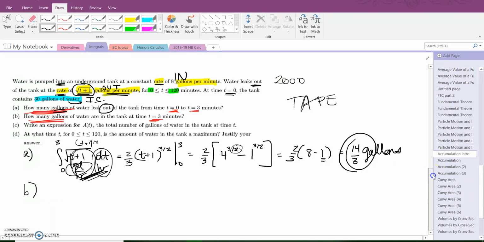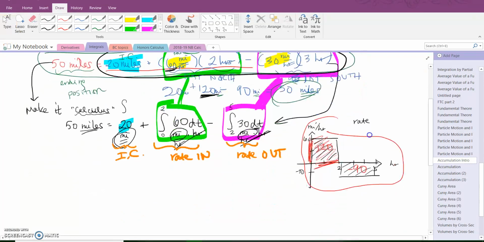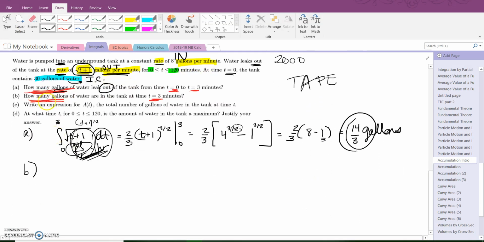Part B, how many gallons are in the tank at time equals 3? Okay, well, this is really similar to this right here. And if you could do that, then you can do any accumulation problem, remember? So we want to think, okay, how many gallons did I even start with? Well, I started with 30 gallons. I need to talk about my rate in and then my rate out. An integral of a rate in will give me an amount, and an integral of a rate out will give me an amount. So let's go ahead and write it out.